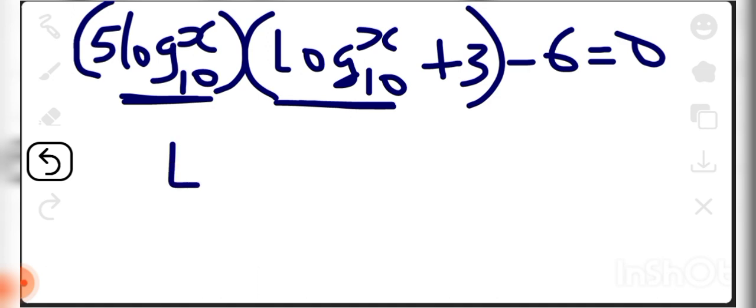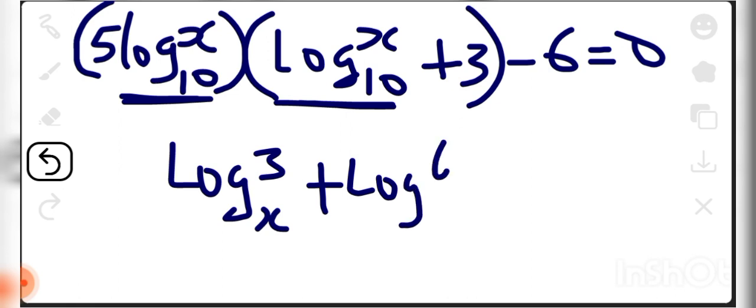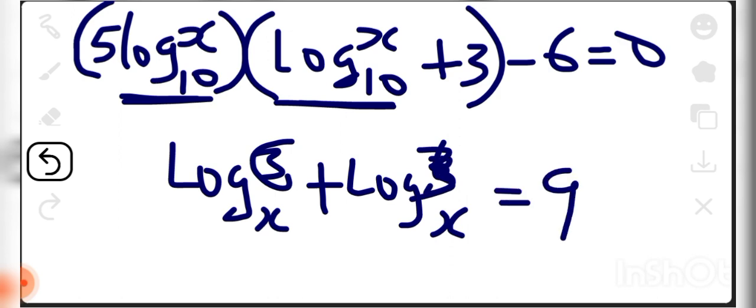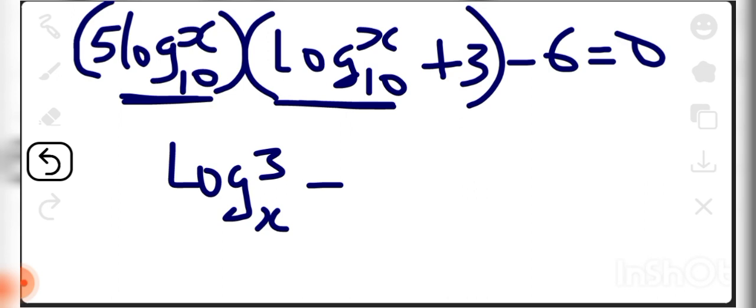So let's say log 3 to base x plus log 6 to base x. Not this one, no. This one is 3 to base x, this one also is 3 to base x. This is equal to maybe 9, something like this. You are free to just use substitution to do it, because 3 to base x, 3 to base x, they are in the same places. Then you now use the other one to finish it up. So that's what I'm trying to say.